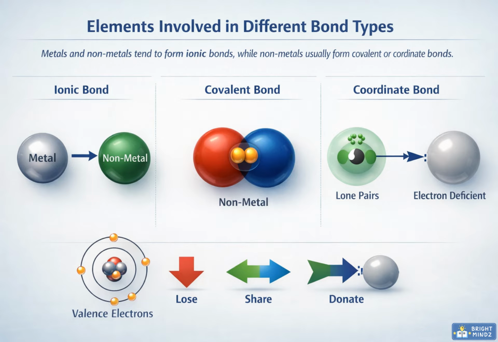A quick way to predict the bond type is to look at the elements involved. When a metal meets a nonmetal, the metal usually loses electrons and the nonmetal gains them, forming an ionic compound such as sodium chloride or magnesium oxide. When nonmetals bond with other nonmetals, they usually share electrons, as in water, methane, or carbon dioxide. Coordinate bonds are the special case. One atom or ion donates both electrons from a lone pair to an electron deficient partner, forming species such as ammonium or hydronium.